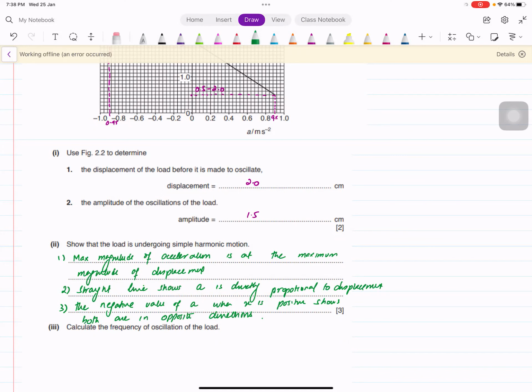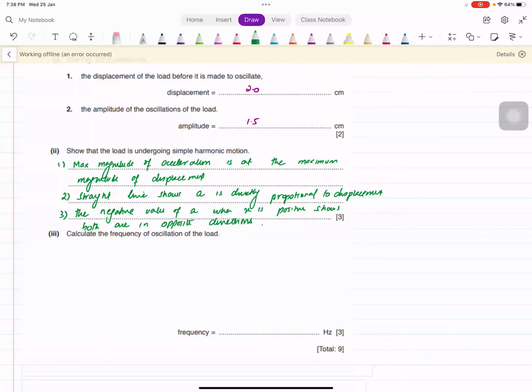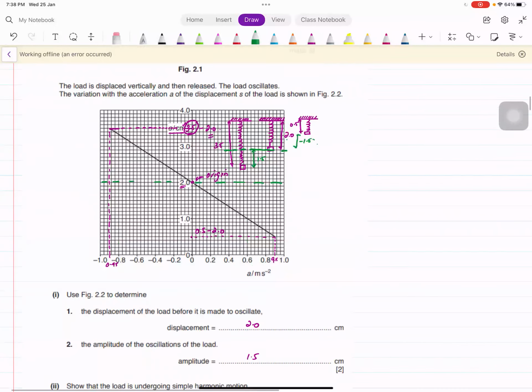Okay. Now, then it says calculate the frequency. Again, it's pretty simple. You just need to assume that this is 0 and 0, which means that this change is 1.5 centimeters, and this change, as you can see, is minus 0.95. So what you're going to do is take the gradient of this. And the issue with this is, as you can see, the graph lines and the graph is sort of flipped.